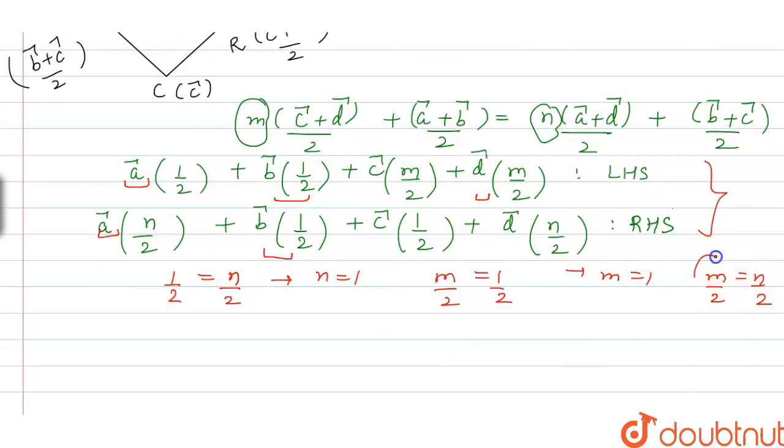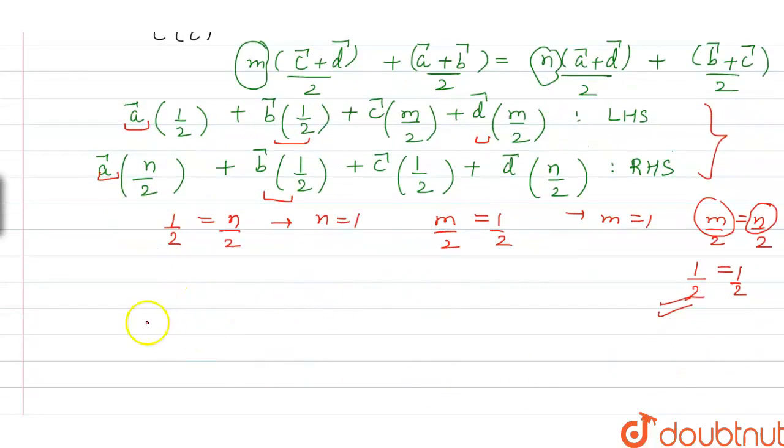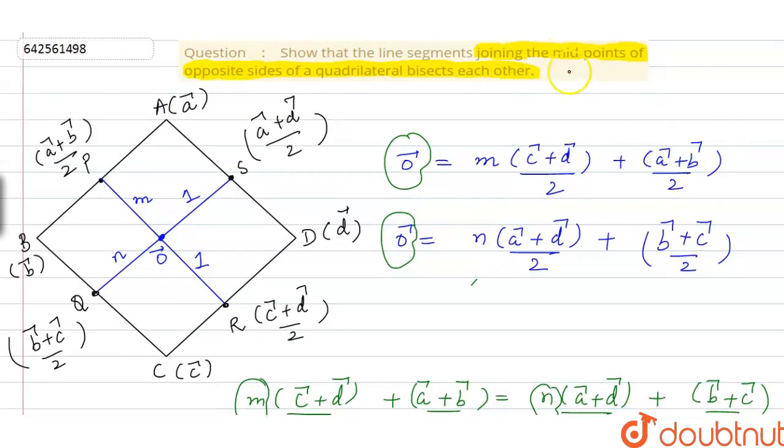And since we have obtained the values of m and n already, then we substitute them, and it becomes 1 by 2 equal to 1 by 2, hence verified. So clearly we can say that m is equal to n is equal to 1, and this is exactly the condition mentioned in our problem, that the point O lying on PR and QS, this intersection point, is dividing these lines in the ratio of 1:1, that is bisecting these lines, and this is true.